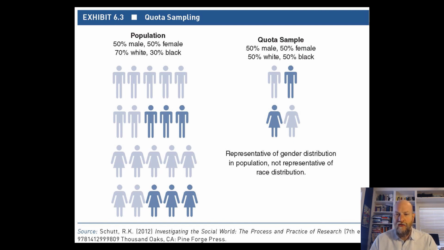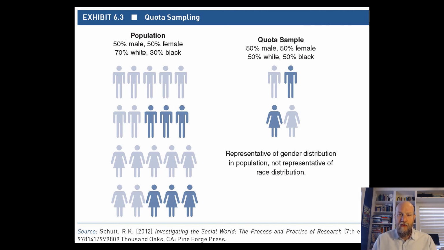Now, this quota sample on the right is only utilizing the quota of gender, right? I'm not necessarily sampling based on race. So what I get is a representative sample based on gender distribution in my population, but not representative of race. Now, if I'm not concerned about race, if I don't think that it's a relevant factor for what I'm studying, no big deal. But if gender is, then this is significant.